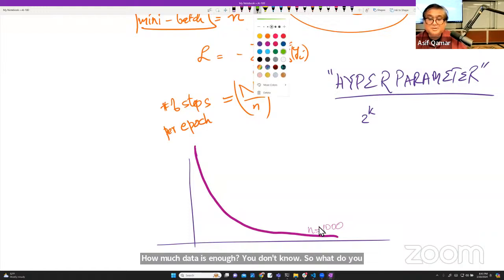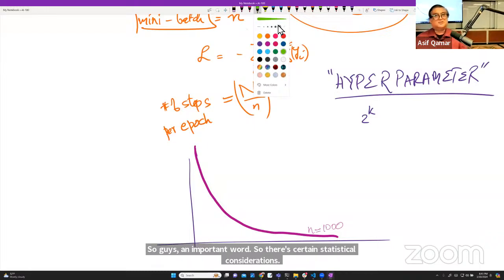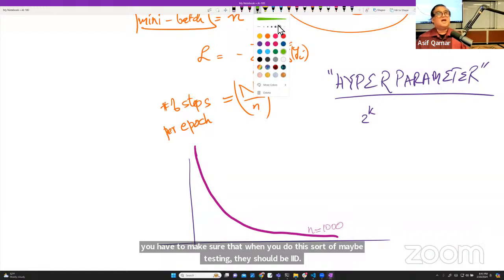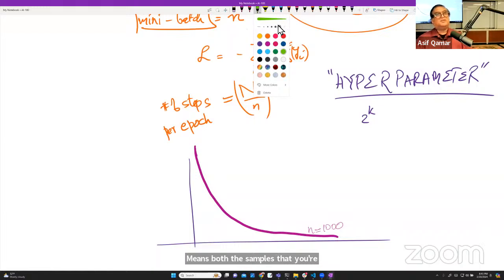So what do you do next? You then go and try out another data set. You again take a random sampling. So guys, an important word: there are certain statistical considerations. You have to make sure that when you do this sort of A/B testing, the data is IID, independent and identically distributed. It means both the samples that you're training from should show the same distribution. Because if the probability distribution is not respected, the second data set becomes out of distribution relative to the first. You basically have no idea. No hypothesis you build is believable at that moment.